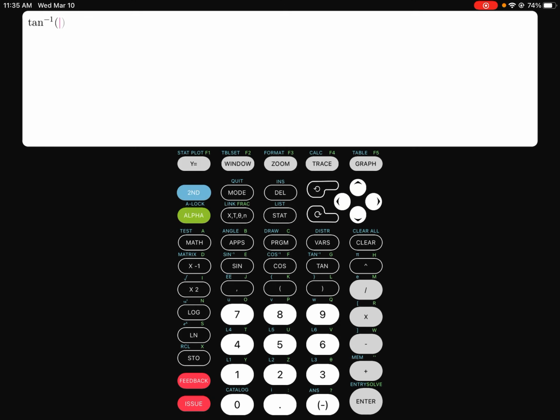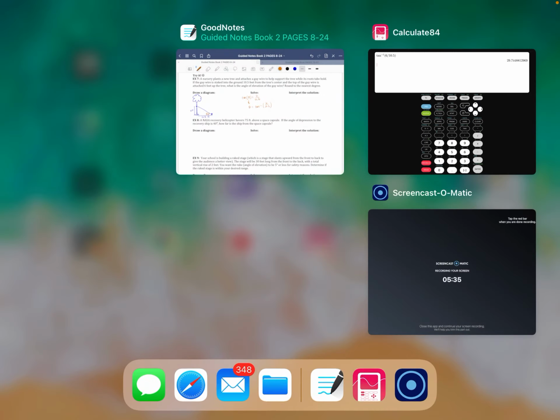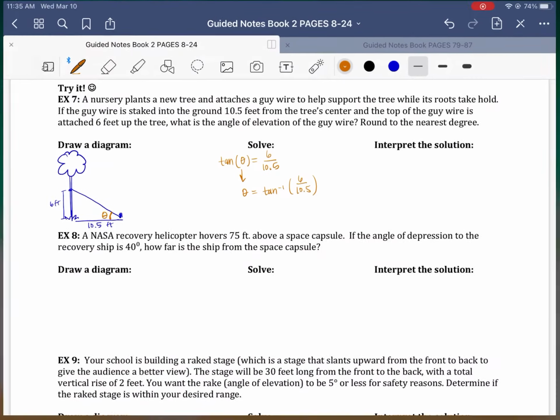So we do inverse tangent, so second tangent of 6 divided by 10.5. And it said round to the nearest degree, so 29.74. We're going to round that.